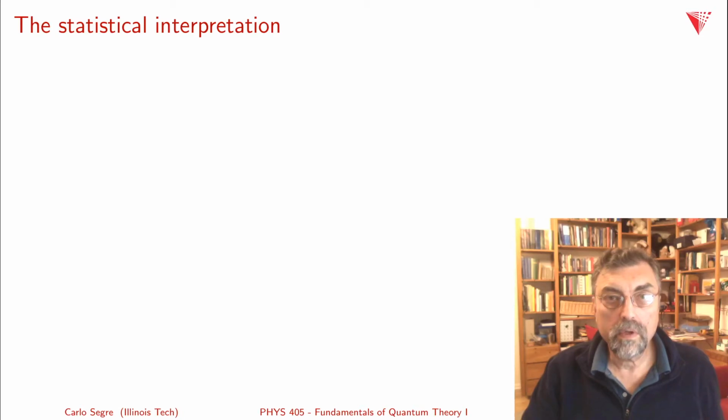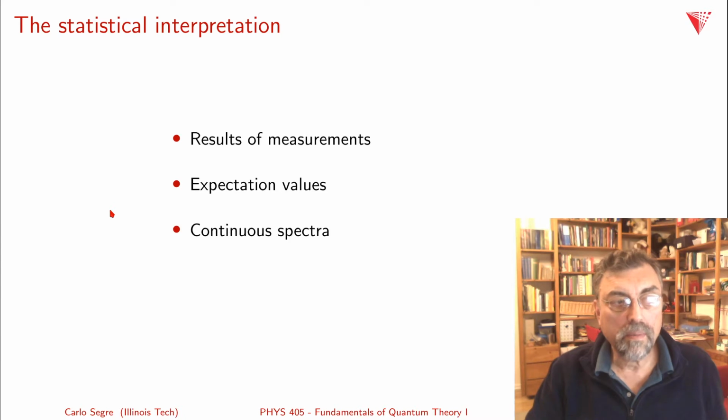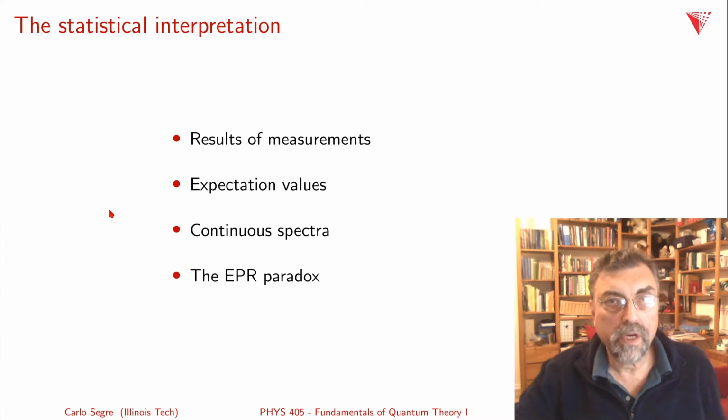So in this video, we'll continue with the discussion of the fundamentals of quantum mechanics, and we'll start with the statistical interpretation, which is the standard interpretation that we use today. We're going to first talk about the results of measurements, then we'll talk about expectation values, then we'll talk about continuous spectra, and finally we'll bring in an alternative view, which is the EPR paradox and the idea of realists.